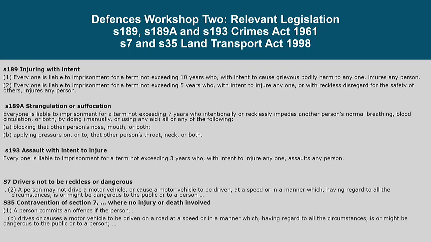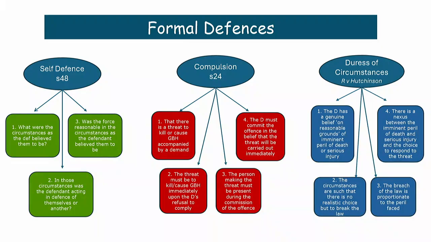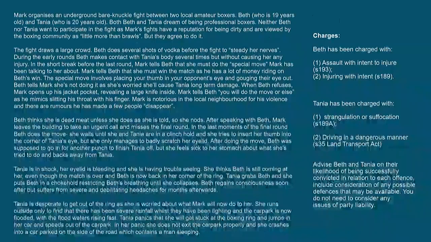Okay, so yes, I think we can establish section 189.1 that we've got an intention to cause GBH. Do we have any defences? Yes. Compulsion. Okay, so looking at our elements for compulsion and remembering that compulsion is very strictly applied. So, do we have a threat to kill or cause GBH accompanied by a demand? Yes? The gesture of slitting. Okay, so do gestures suffice? Yep, so gesture is okay.